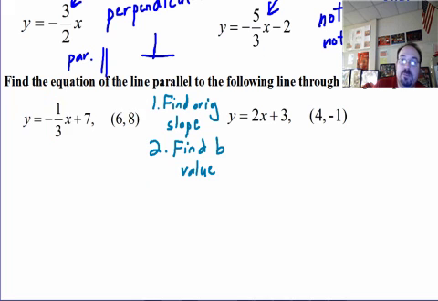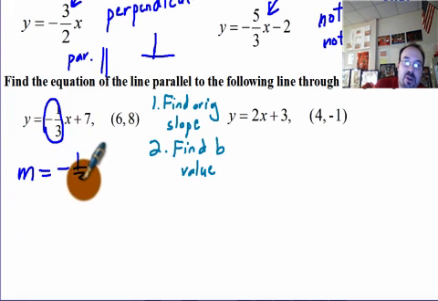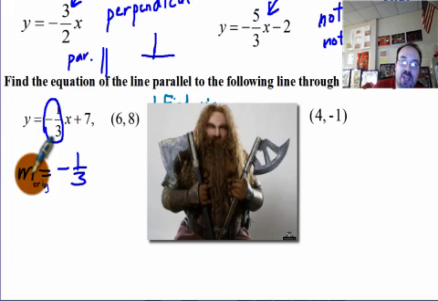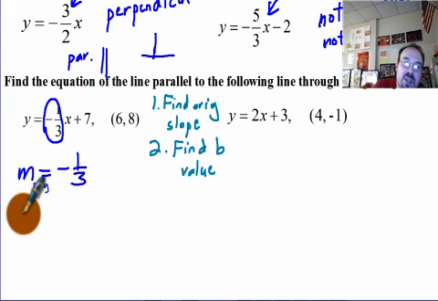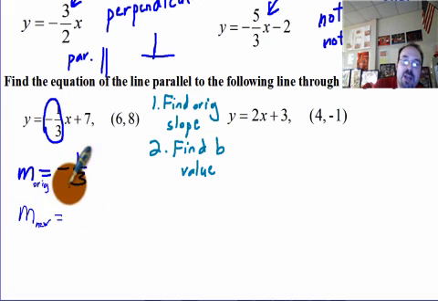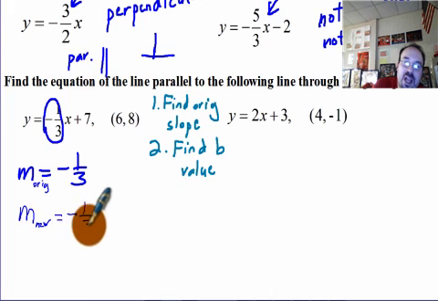If I look at this first example, my original slope is m equals -1/3. Maybe you even want to label this m orig, with a little subscript, which means original slope. And my new slope, I can call m sub new. My new slope's going to be the same as the original slope because they're parallel lines, so my new slope is -1/3.